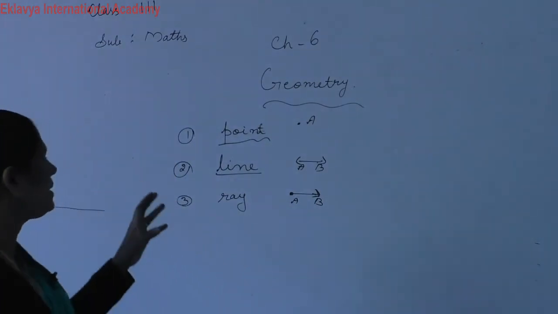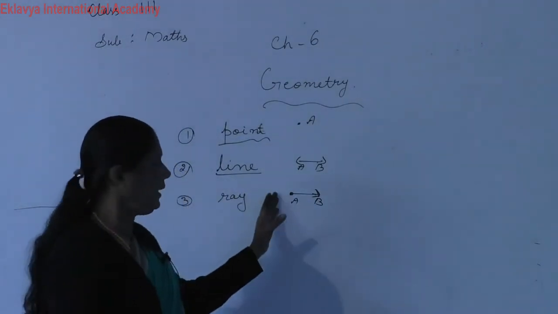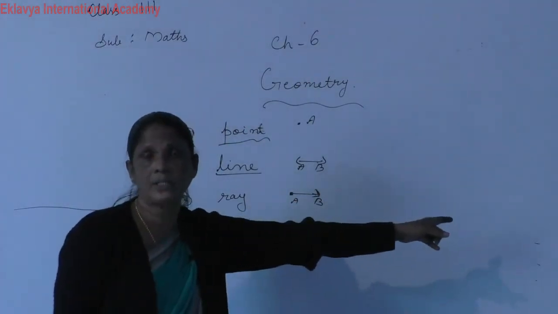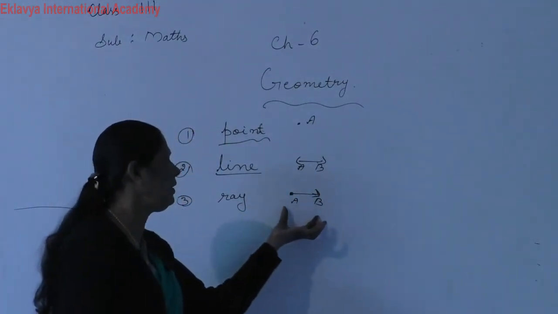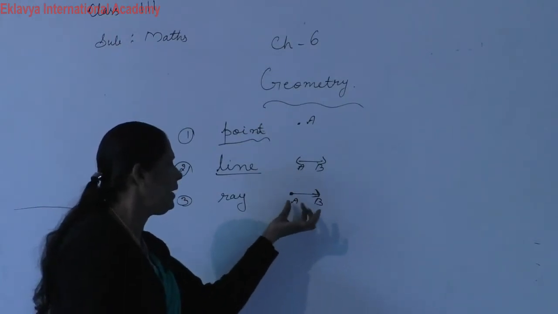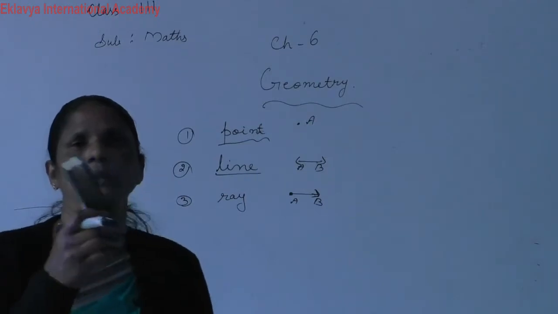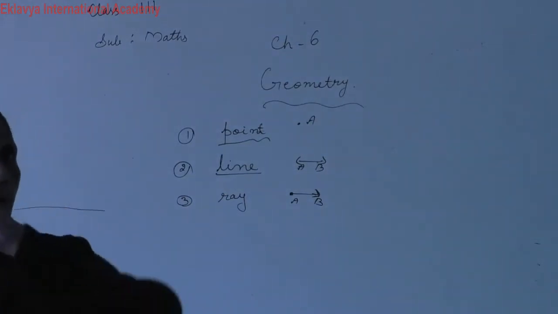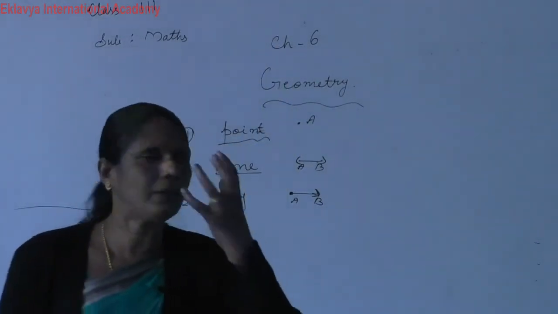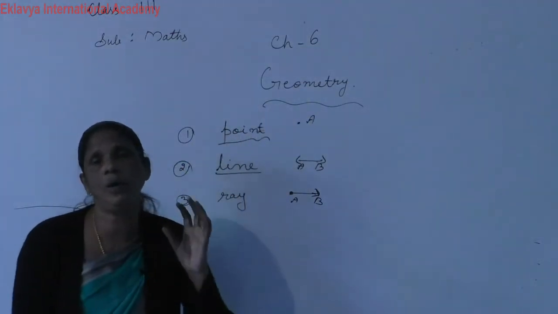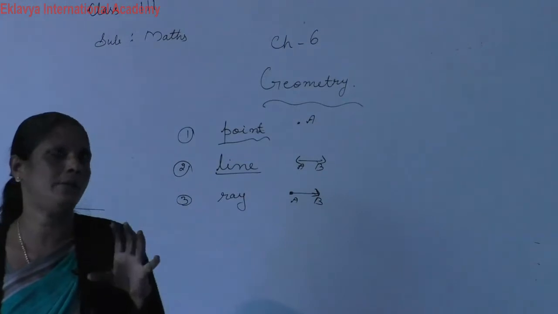A ray has one initial point and is extended in one direction. The symbol of a ray is ray AB. For example, the sun's rays. The sun is the initial point, and the rays of light come from it. The example of a ray is sun rays.